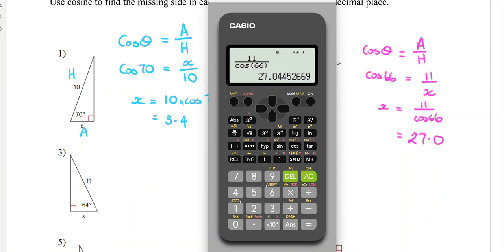Do you want to know how to reset your whole calculator? You do? I'll just show. You press the shift button and then 9. And then I'm just going to reset everything. So I'm going to say 3 for all and just press equals twice and it resets everything.